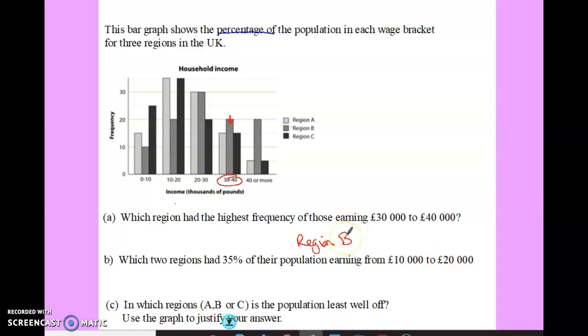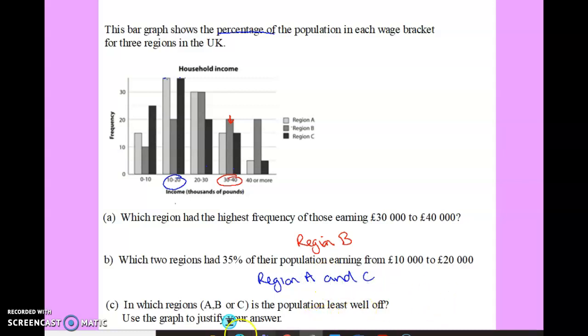Part B, which 2 regions had 35% of the population earning from 10 to 20,000? 10 to 20,000 is this one. Yep, get rid of this red pen. We're looking for 35%. 35% would be here. So it's region A and C.